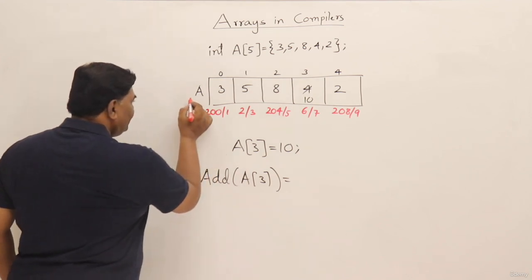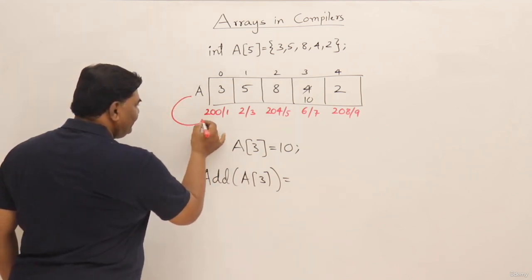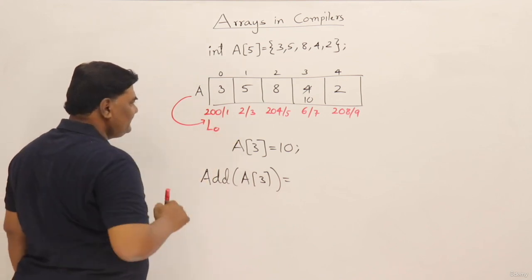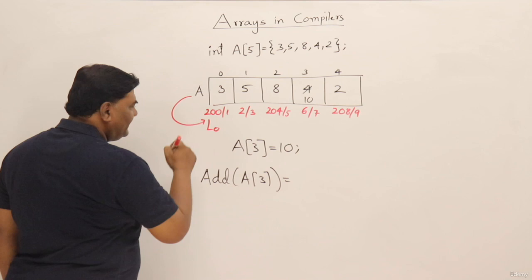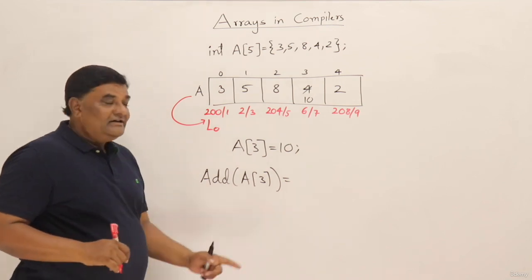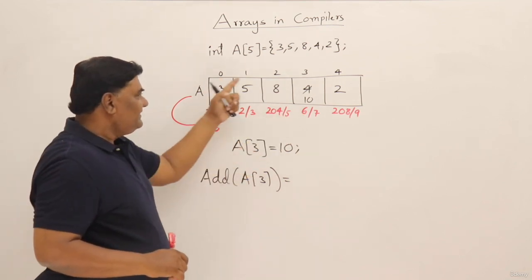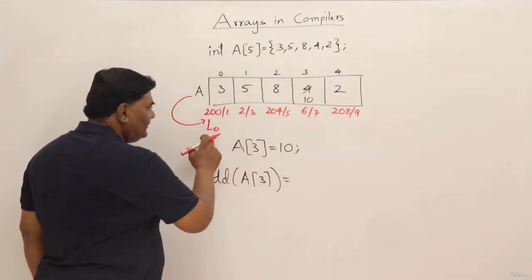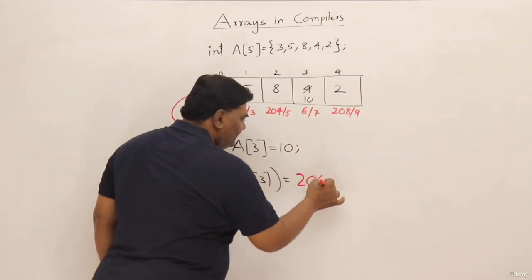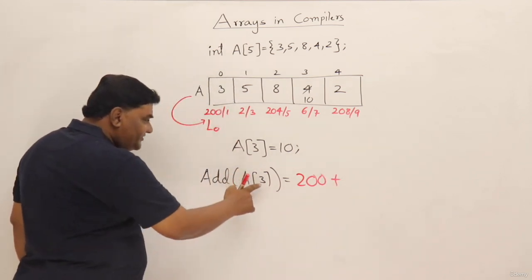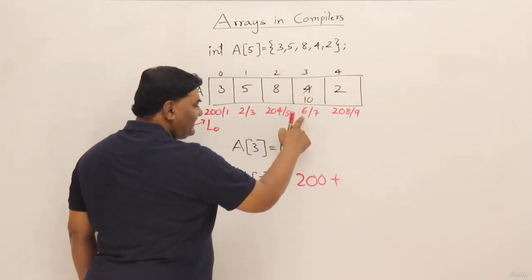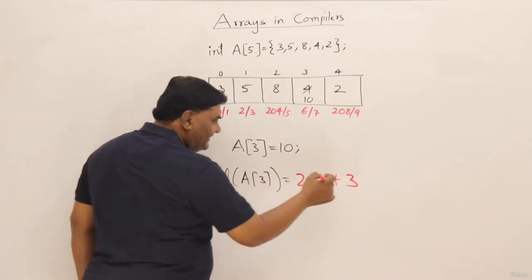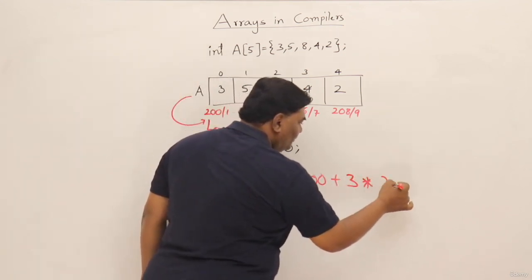This is the name of an array, and this is the first address of the array. This first address we can call L0, or location 0. And the name of an array is called the base address of the array. So any index in an array can be accessed with the help of the base address. Let us say L0 is the base address, that is 200. This is the starting address of the array. Then which index do I want to access? This one. Its offset is 3 into 2, that is 6.